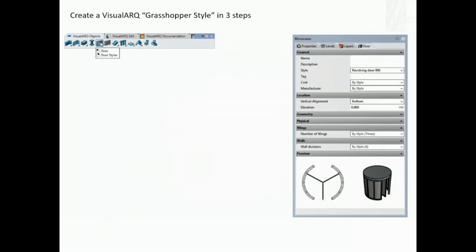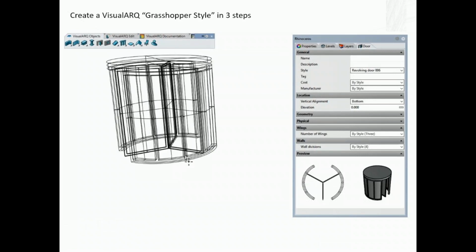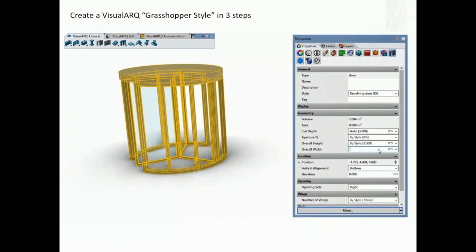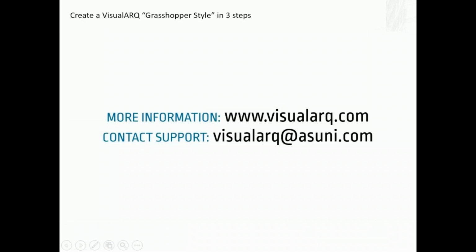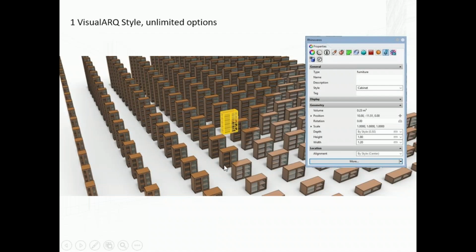Okay, so once this new style is created, you can just insert it as any other door in this case that you have in the document, and you can edit the parameters that you had in the Grasshopper definition from the VisualARQ dialogs. Okay, we'll see another example more closely later on. So this integration lets you have, with one single Grasshopper definition, unlimited objects in the scene that are using different dimensions. Okay, so basically having custom dynamic blocks.